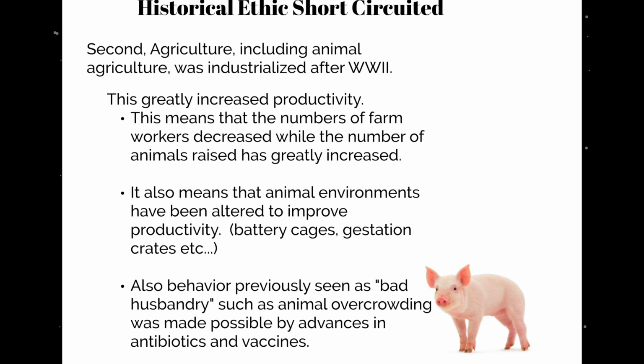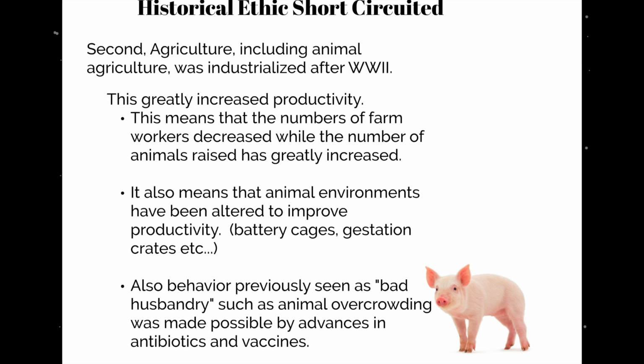But what this meant was that the number of farm workers decreased, while the number of animals being raised largely increased. So you have a couple of farmers, and you have maybe a concentrated animal feeding operation, for example, let's say pigs. You might have 1,000 hogs in an individual facility. In the case of chickens, they might number in the thousands in a single facility. In addition, animal environments were typically altered to improve productivity. So we see the rise of gestation crates, battery cages, etc.